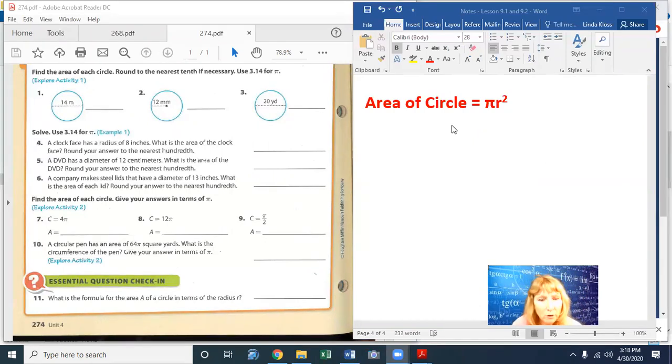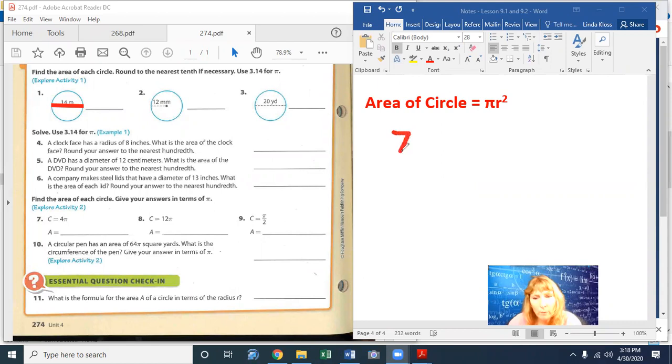Find the area of each circle, round to the nearest tenth if necessary, and use 3.14 for pi. So first of all, the area is pi r squared, so we're going to have to square the radius. We are given the diameter of 14 meters right there, so we can't use diameter in our area formula. We have to take the radius. So what is the radius of a diameter? It's half of the diameter. So half of 14 is 7, right?